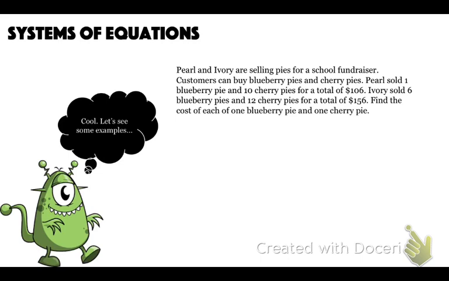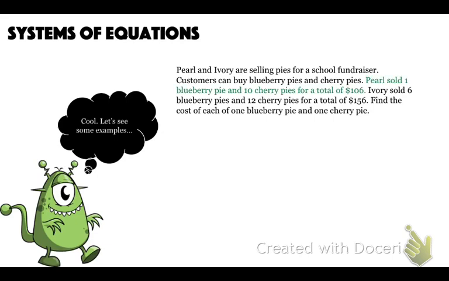Here's one: Pearl and Ivory are selling pies for a school fundraiser. Customers can buy blueberry pies and cherry pies. Pearl sold 1 blueberry pie and 10 cherry pies for a total of $106. Ivory sold 6 blueberry pies and 12 cherry pies for $156, and we want to know the cost of each. To find that, we could set up a system. Let's set up an equation for this.